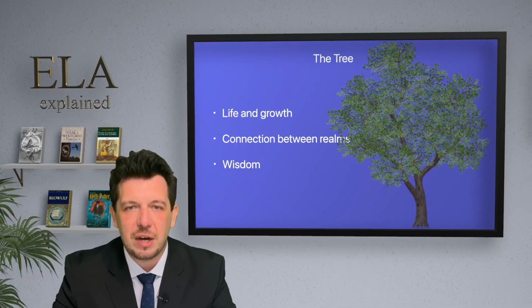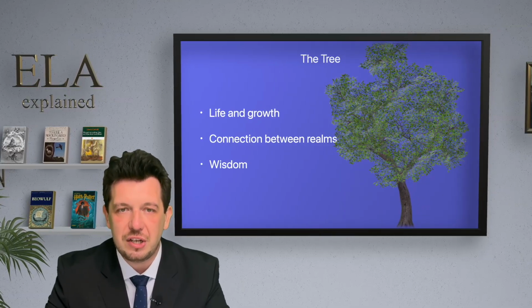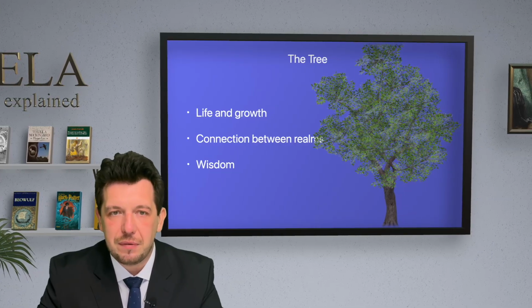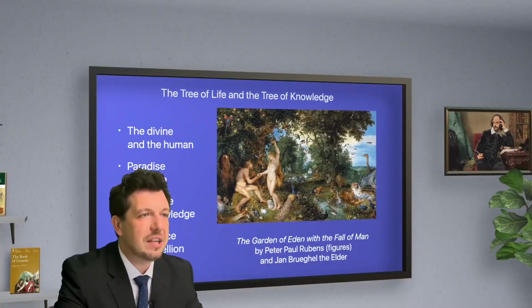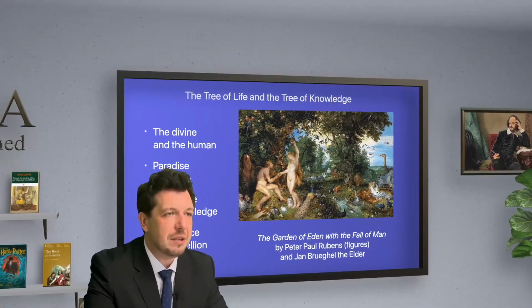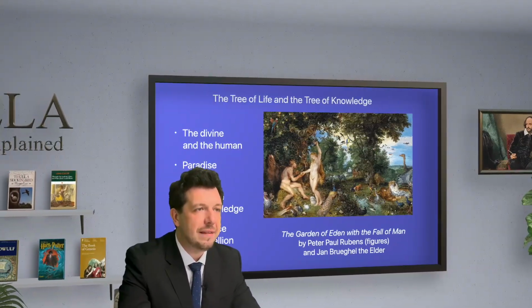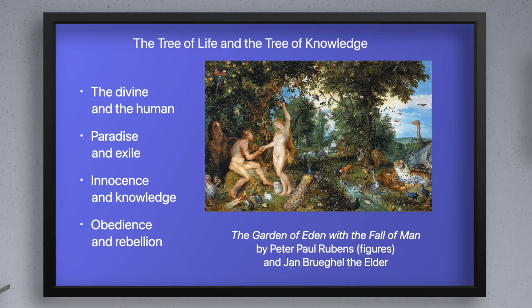The tree is one of the richest and most universal archetypal symbols in mythology, religion, and literature. Trees often represent life and growth, a connection between realms and wisdom. A well-known example appears in the book of Genesis, where two trees grow in the Garden of Eden, the tree of knowledge, which introduces moral choice, free will and the loss of innocence, and the tree of life, which offers immortality. These trees form a cosmic boundary between the divine and the human.